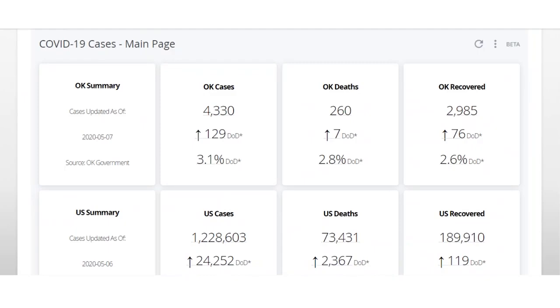On this dashboard main page, you will notice that at the top, there are some Oklahoma-specific statistics as of May 7th, which indicate on a day-by-day basis the total number of confirmed cases among Oklahomans. Of those cases, the number of Oklahomans who have died, as well as the number of individuals who have recovered.